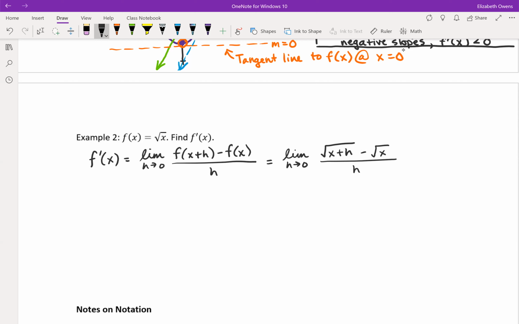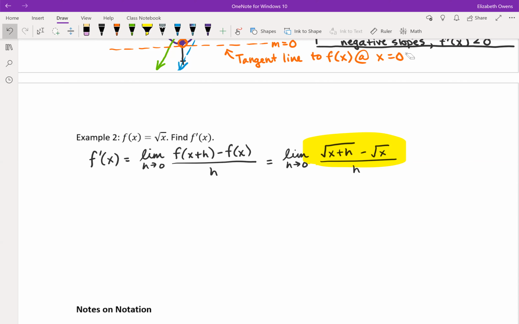Okay, so at this stage, we realize why we covered chapter 2 first, because we've got to take this limit, and this is going to use one of our limit tricks, one of our approaches to algebraically finding the limit here. You can see up in the numerator, we've got two radical terms there, square root of x plus h minus square root of x.